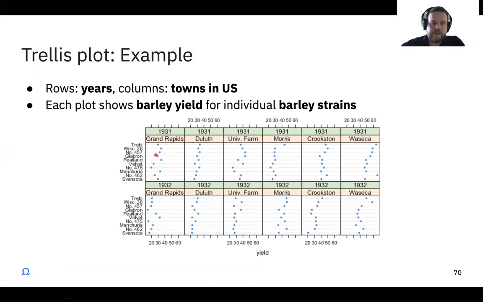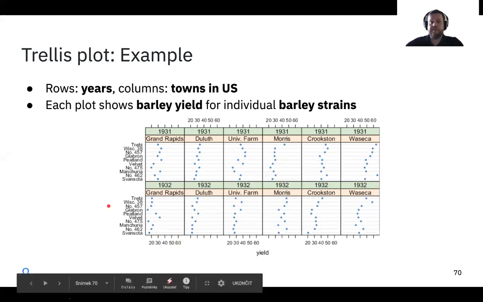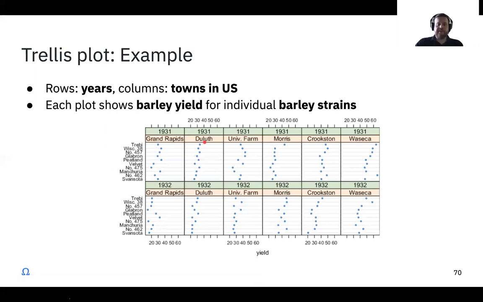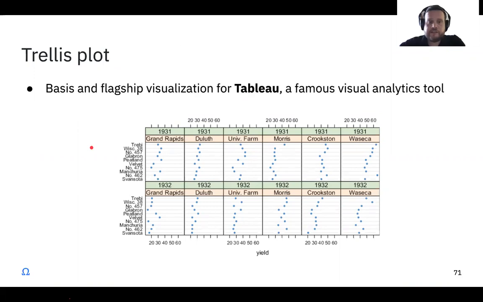So you can compare the yield between towns for a certain year like this, and you can compare yields for the same town in different years like this. The reason it's called a trellis plot is that it looks like a trellis where you're growing, let's say, grapes on wooden stakes. So it looks like that, hence the name trellis plot. And this is a basis and flagship visualization for Tableau, which is a famous visual analytics tool.